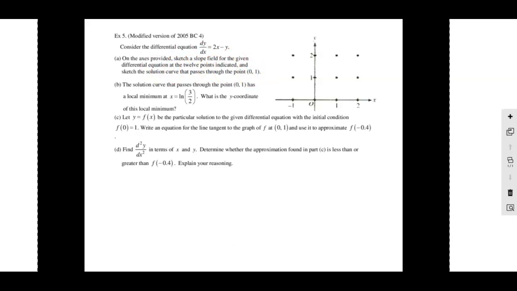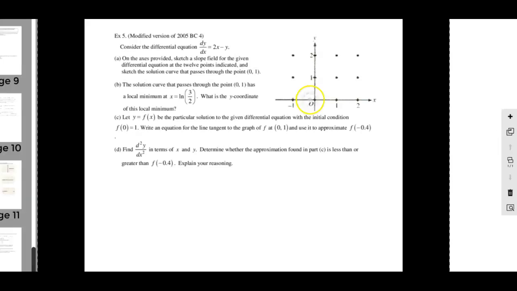Let's go through and do the slope field. I always look for the easy ones. So let's see, if x and y are both 0, then 0 minus 0, that'd be 0. Okay, so we know the slope at the origin.